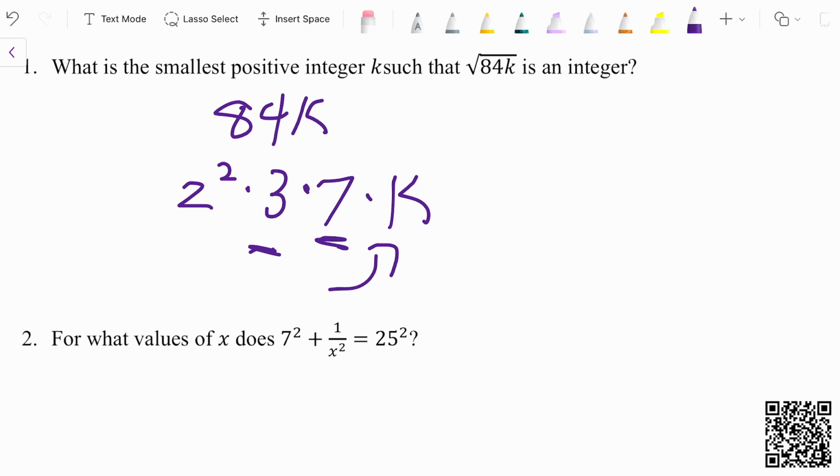So k, in the smallest form scenario, would be equivalent to 21, aka 3 times 7. Because this would make it 2 to the power of 2 times 3 to the power of 2 times 7 to the power of 2, which is perfectly a square.